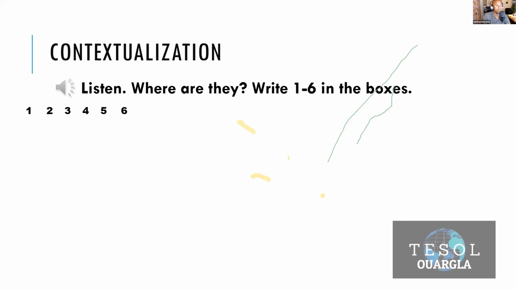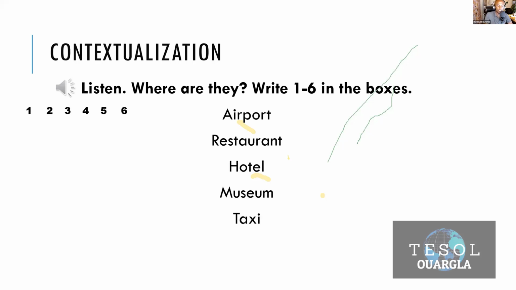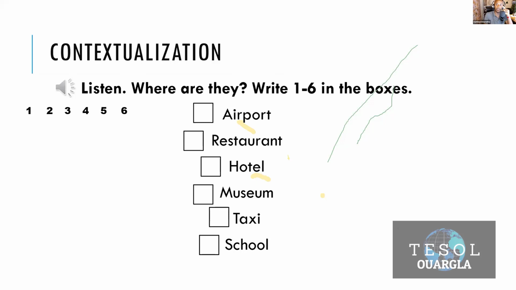Contextualization. Now you are going to listen and tell me, where are they? And you are going to write 1 to 6 in the boxes. So number 1 is the airport, and then restaurant, hotel, museum, taxi, and school. So you are going to listen to conversations from 1 to 6, and you are going to number them, which is number 1, which is number 2, which is number 3, etc.